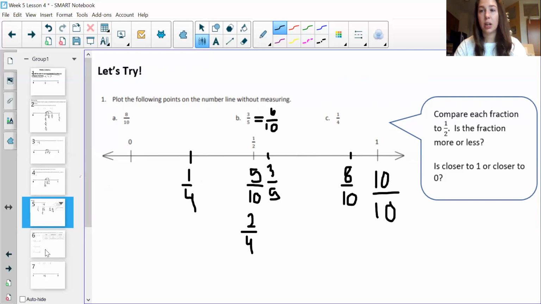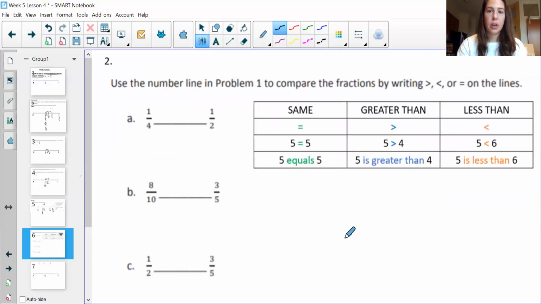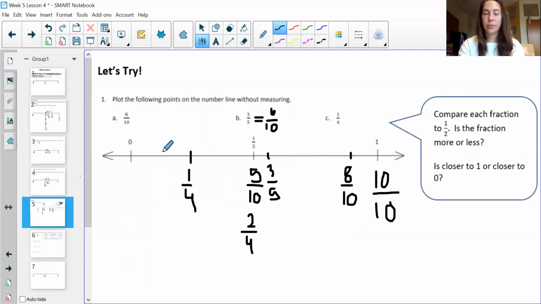And you guys, I know you guys have done a ton of this, so it shouldn't be that hard. Okay, this is our last one for today. Use the number line in problem 1 to compare the fractions using greater than, less than, or equal to on the lines. So we've seen all of these fractions before. So let's think about them. 1/4, we already know that 1/4 is less than 1/2 because we just did that in our last problem. Also, they have the same numerator, so you just need to compare the units. Halves are greater than fourths.